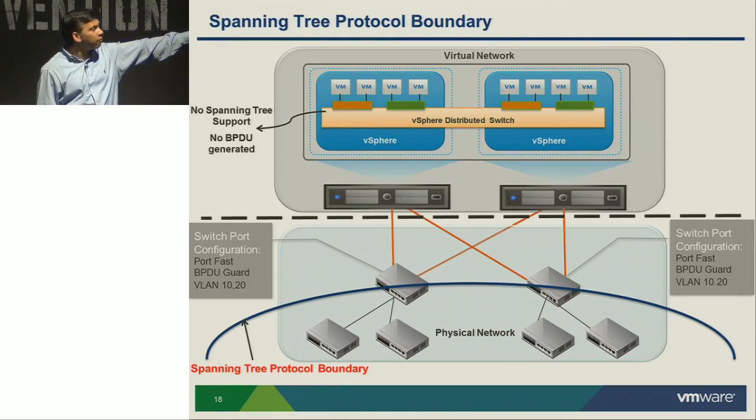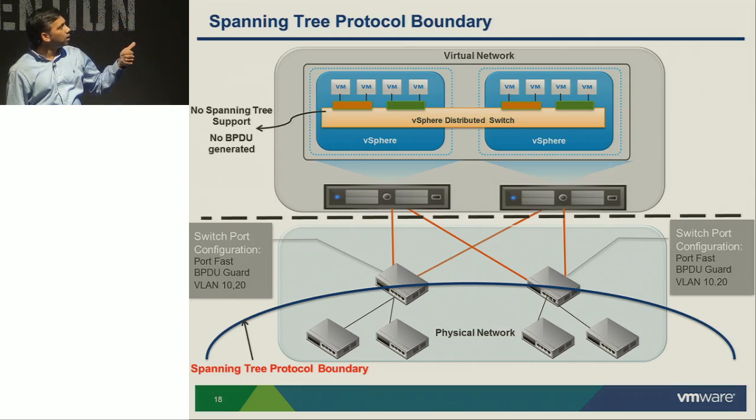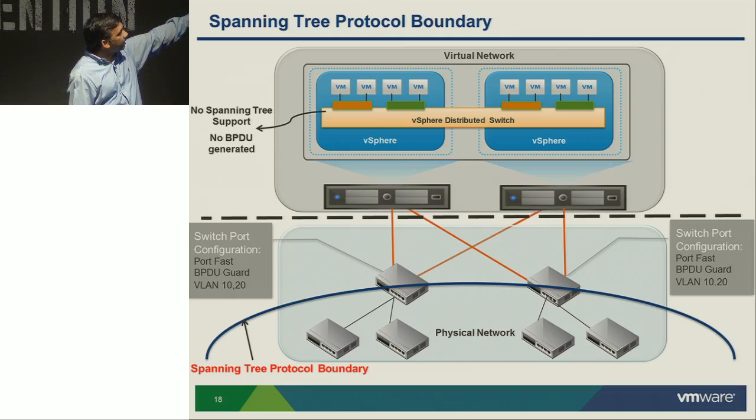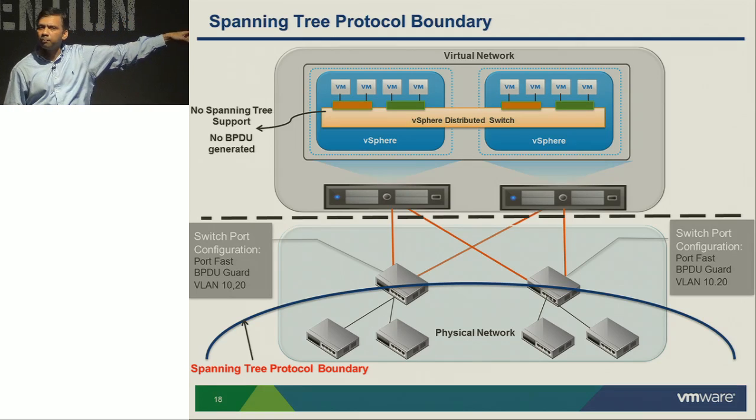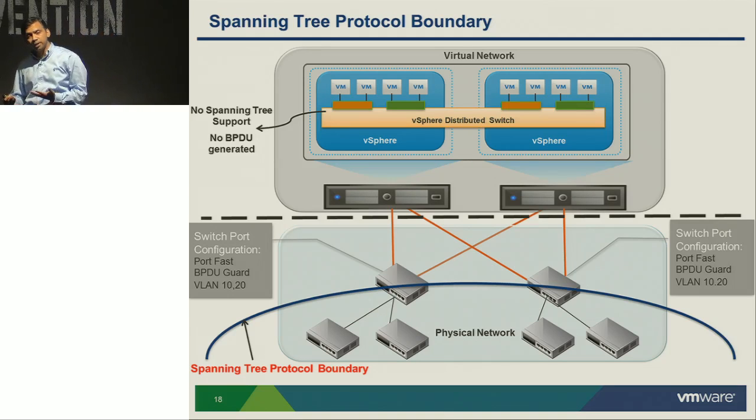So this is a diagram where you can see two servers which are connected to two physical switches. You will see that the switch port here is configured with port fast and BPDU guard, and that VLAN 10 and 20 are trunked on that particular switch port. VLAN 10 is configured on the orange port group, and the green port group is VLAN 20.